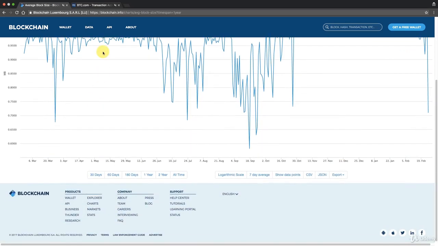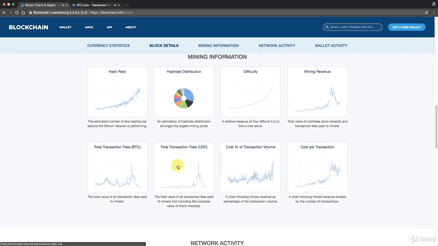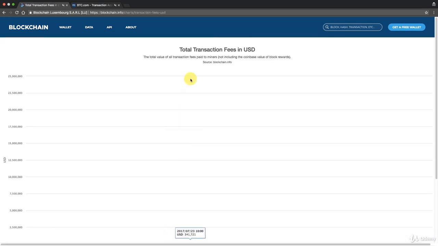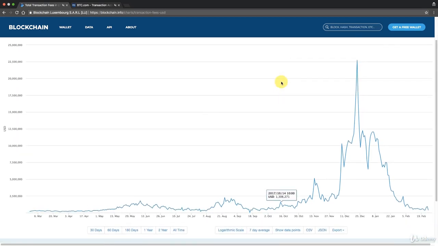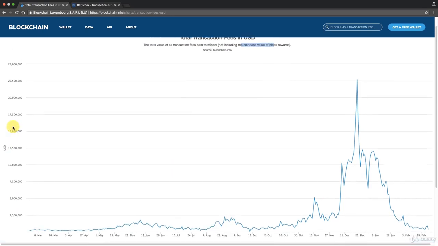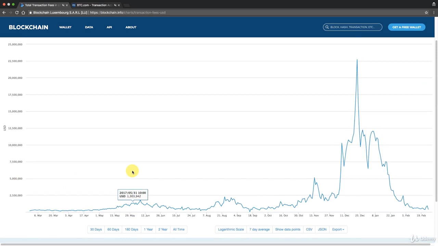And speaking of fees, here's another interesting chart, total transaction fees. This is the total value of transaction fees paid to miners, not including the Coinbase value block reward. So basically not including any new Bitcoins that are generated for creating the block itself. You can see here, this is in US dollars, interesting. This is how much miners are actually getting in terms of fees in the past year.